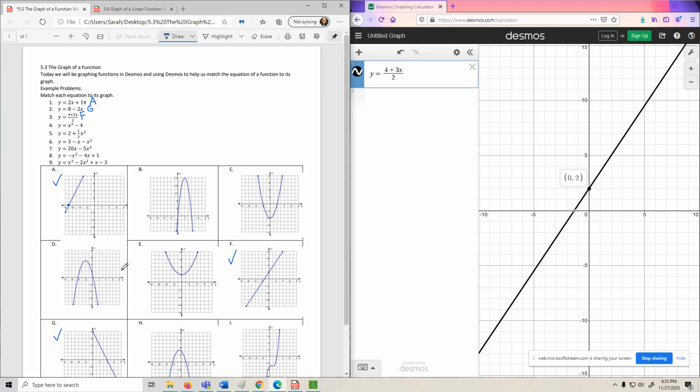As you can see, the rest of these graphs are not straight lines. Some of them are parabolas, which we'll talk more about in the future. And one of them is a cubic function, which again, we'll talk more about in the future.